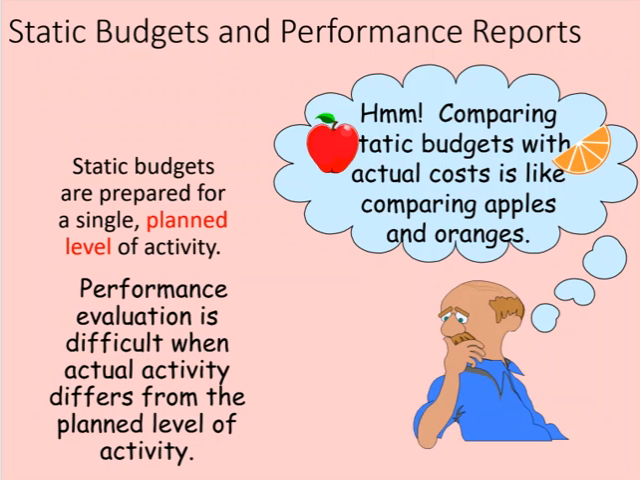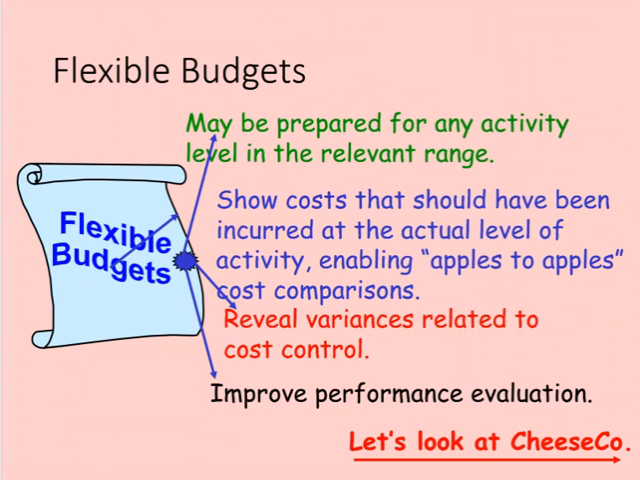So it's prepared at the beginning of a budgeting period and is valid only for the planned level of activity, so at only one activity level. It's suitable for planning, but it's inadequate for evaluating how well costs are controlled because the actual level of activity is unlikely to equal the planned level of activity. So comparing static budgets prepared with one level of activity and costs at another level of activity is like comparing apples and oranges. So what companies like to do is something called flexible budgets.